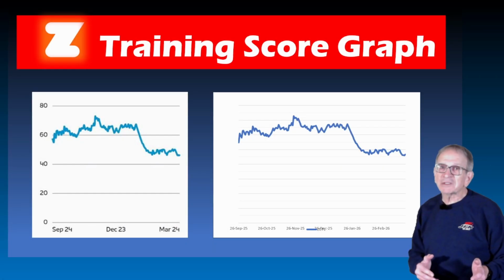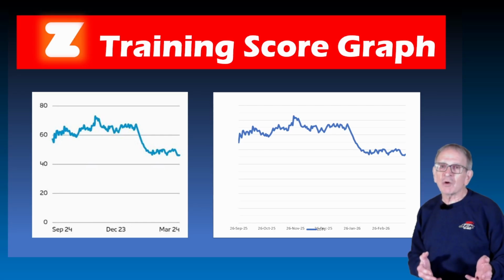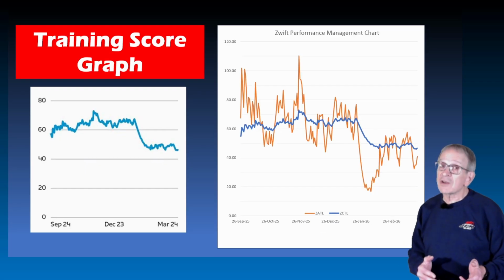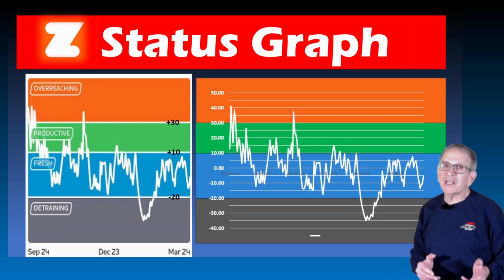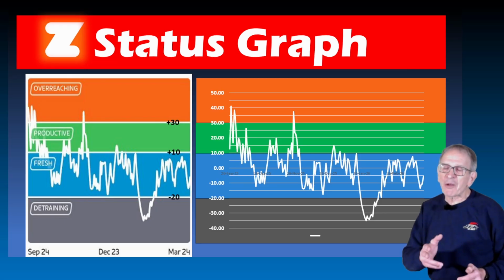Now, one of the things I've been able to do is to mimic Zwift's graphs for myself on Excel. I've input all my stress scores, and you can see that I've created a graph that looks identical to Zwift's training score graph. But I've also added the acute training load to the graph, so I can see whether my acute training load exceeds or falls short of my current training score. And I've also been able to do the same for the status graph. Now, why is this important? Let me show you in a sec.